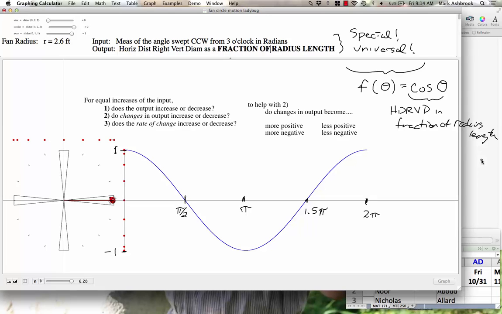That's what cosine is. What do we need to give it to get that? The measure of the angle, counterclockwise from the 3 o'clock position. So given a measure of an angle, cosine is the horizontal distance right of the vertical diameter as a fraction of the radius length. Okay, so now we want to look at our fan. For our fan, what is the horizontal distance in feet to start with? Yeah, we had the radius of the fan was 2.6, so this is 2.6.